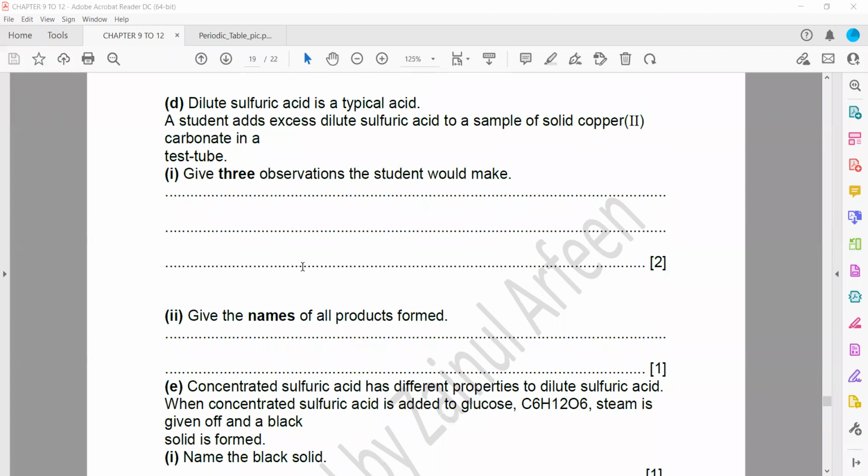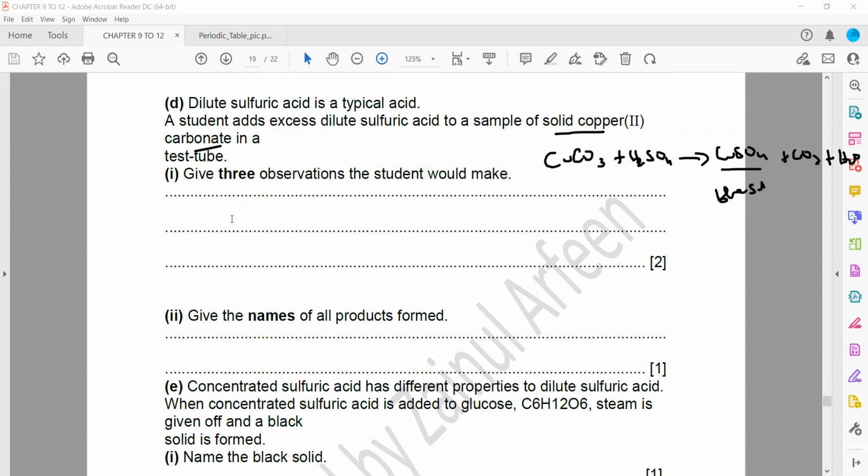Dilute sulfuric acid is a typical acid. 3 observations: when copper carbonate, any metal carbonate, reacts with acid, it will give salt, water and carbon dioxide. So copper carbonate mixed with sulfuric acid produces copper sulfate. Copper sulfate is a blue solution. Carbon dioxide bubbles will be there and water.